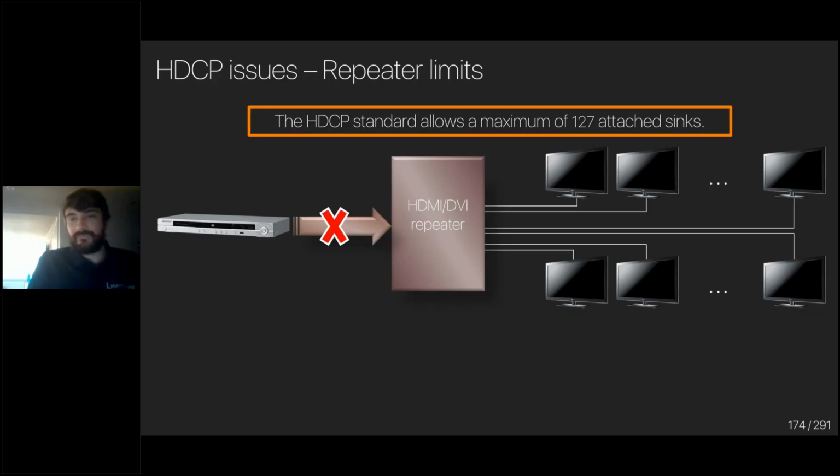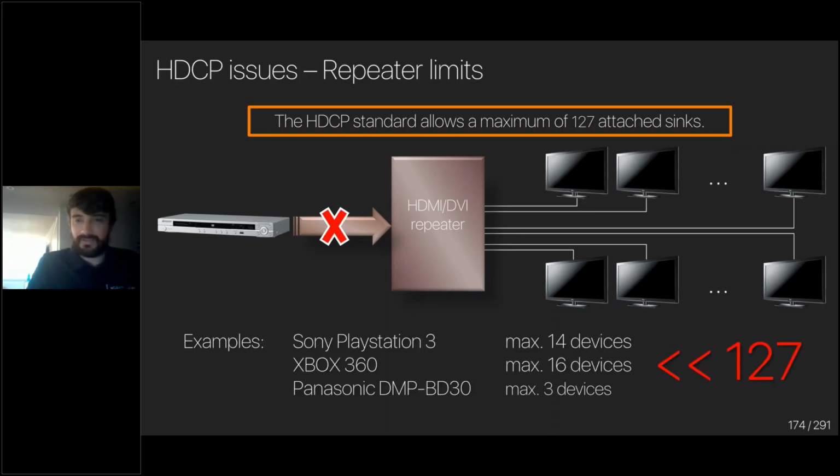The limitation that most people face is the number of public keys that a source can accept. The standard says a source should be able to accept a maximum of 127, so that's 1 repeater device and 126 displays. But the reality is different devices support different numbers of keys. For example, the PlayStation 3 would accept 14 keys, Xbox 360 16, but we even had this one Panasonic Blu-ray player that would only accept 3 keys. So if you have more devices in the signal chain than 3, it will turn off its output.